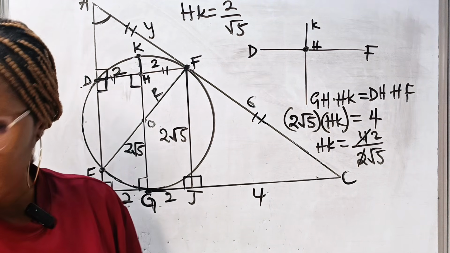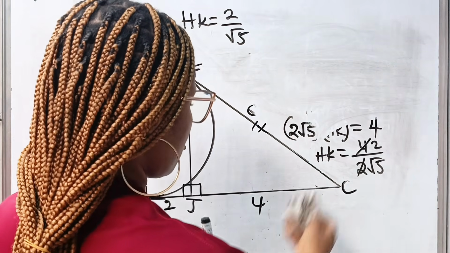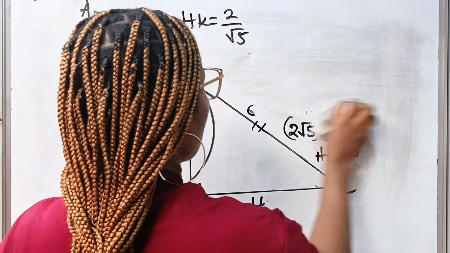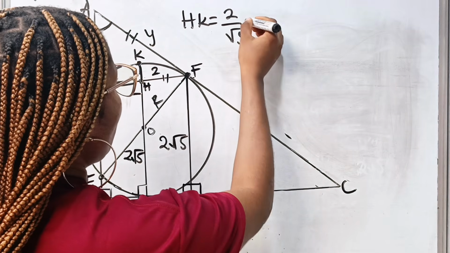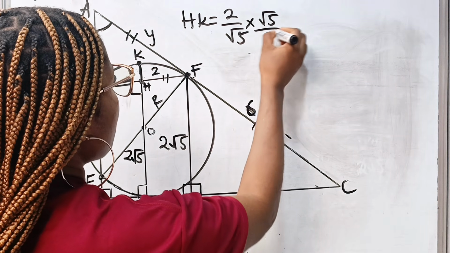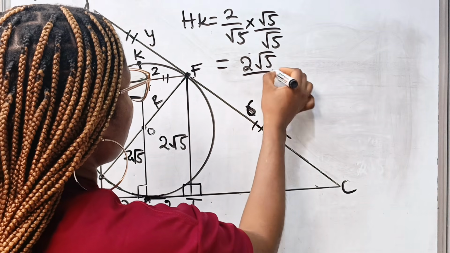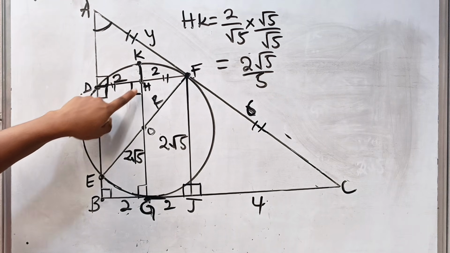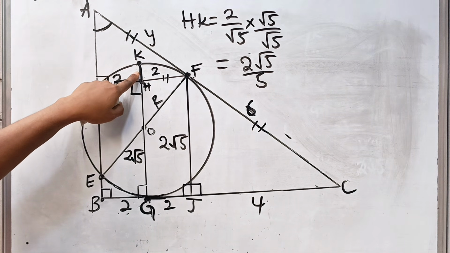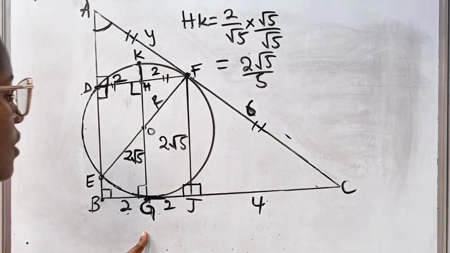Now, remember you must rationalize since the denominator is a surd, right? So to rationalize, we are going to multiply the numerator and the denominator by root 5. So we have 2 root 5 over 5. All right? So it means that HK, this small portion, is 2 root 5 over 5.